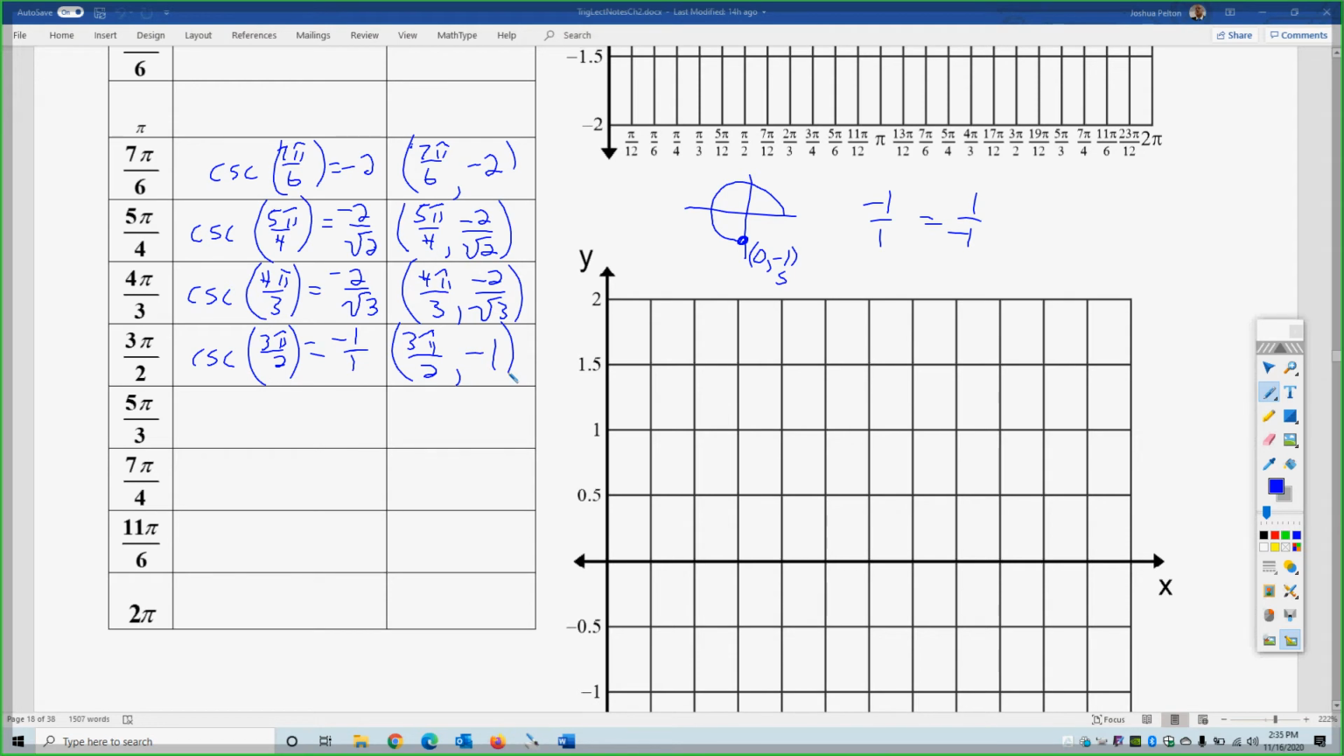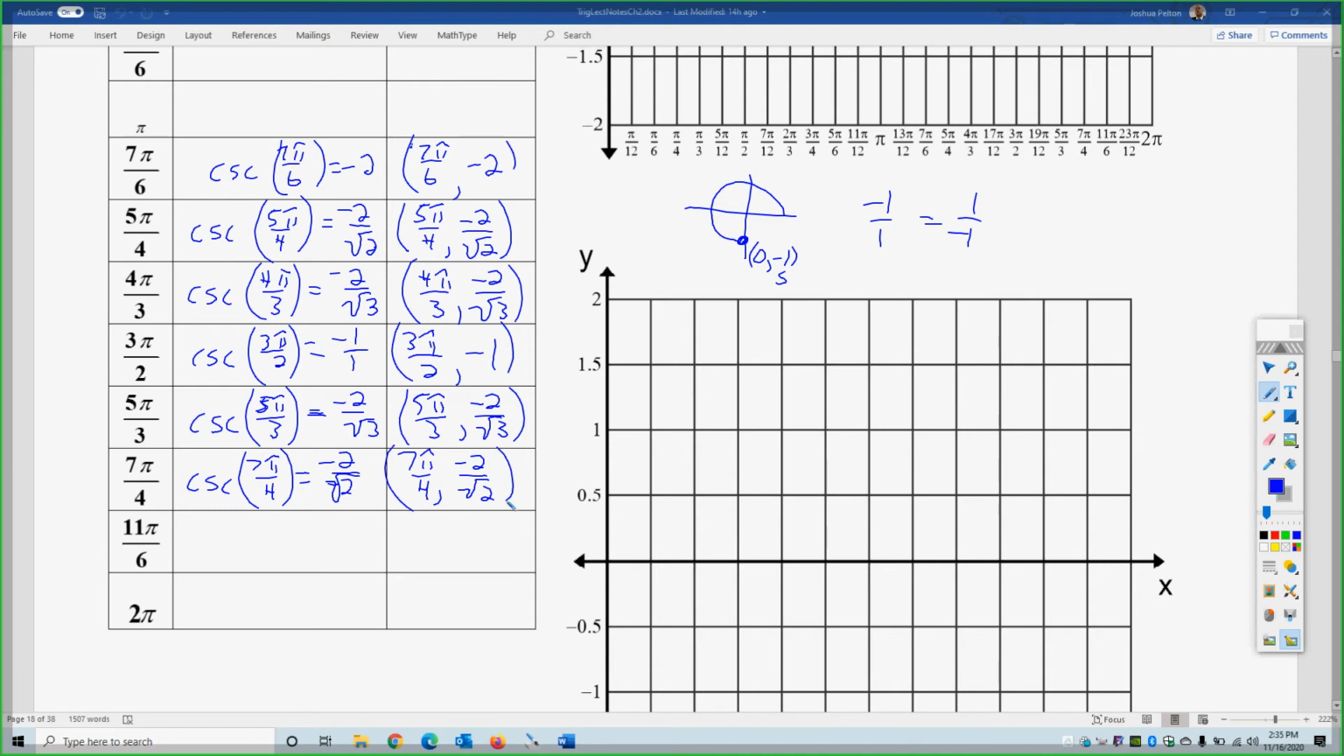And lastly, the fourth quadrant is also going to be negative. So if I do the cosecant of 5 pi over 3, I get the negative 2 over root 3 again, because we're repeating answers, because that's again the 60-degree angle. So 5 pi over 3, comma, negative 2 over root 3. And cosecant of 7 pi over 4 is the 45-degree angle. So that's negative 2 over root 2. So 7 pi over 4, comma, negative 2 over root 2.